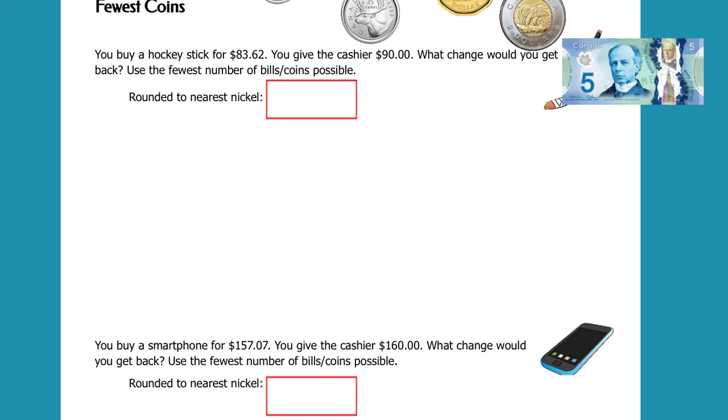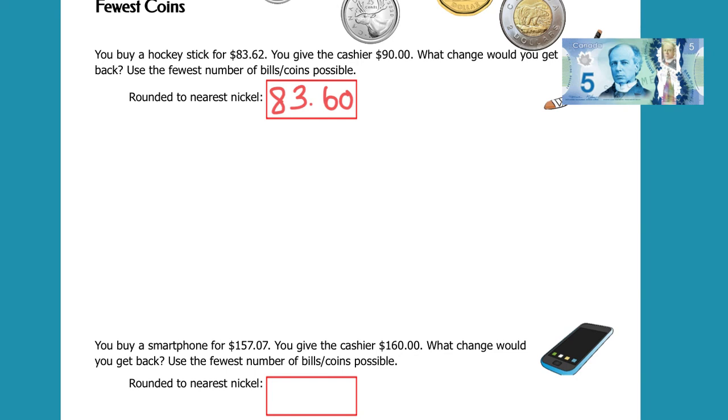So let's imagine you buy a hockey stick for $83.62 and you give the cashier $90. So what change would you get back using the fewest number of bills or coins possible? So our first step, because we know here in Canada we don't use pennies, so the fact that it comes to 83.62, we're going to need to round to the nearest nickel. So we'll change this value here to the nearest nickel. So that would be 83.60.